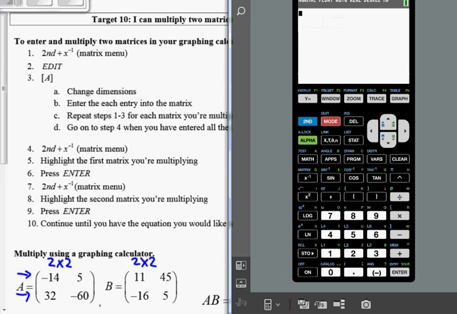Now we're going to go on to step 4, where we're going to actually multiply our matrices together. So I go into second x to the -1 again to my matrices. This time I'm not going to scroll over to edit because they're already in there. I'm just going to hit enter on matrix A. I want to multiply matrix A by matrix B, so I need to get matrix B up here. So I'll do second x to the -1 for my matrices. I'll scroll down to B and I'll hit enter. On my calculator, I can see I have matrix A, I have matrix B. We hit enter, and it will multiply those two matrices together for us.